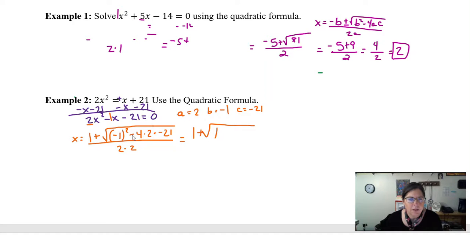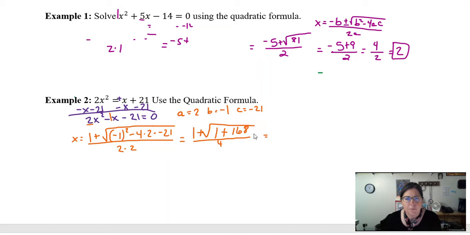I'm going to check my signs. I have a negative times a positive, which is a negative. Negative times a negative, which is a positive. 4 times 2 is 8. 8 times 21 is 168. And then in the denominator, we have 2 times 2, or 4.